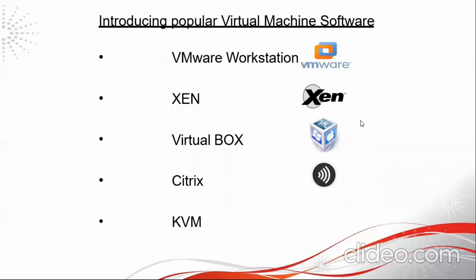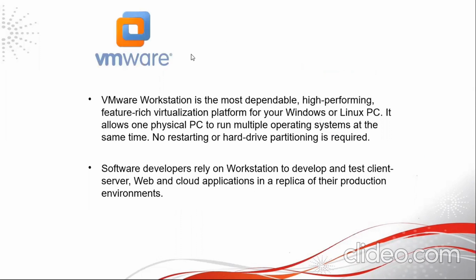Some popular virtual machine software. You have heard of VMware, that is virtual machine workstation, VMware. Then Xen by the Xen organization. Then VirtualBox is there, then Citrix, and KVM. So these are some examples of virtual machine software. VMware Workstation is the most dependable, high-performing, feature-rich virtualization platform for Windows and Linux PC. It allows one physical PC to run multiple operating systems at the same time.